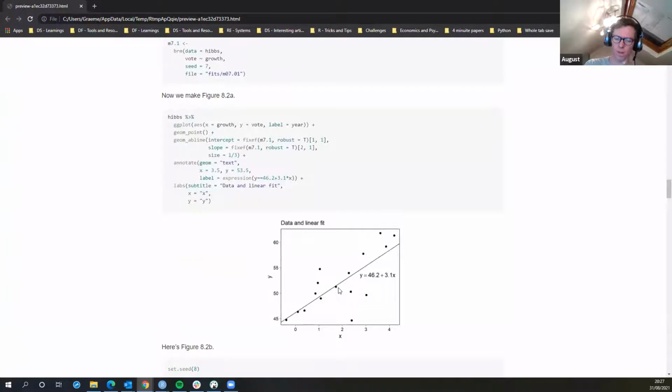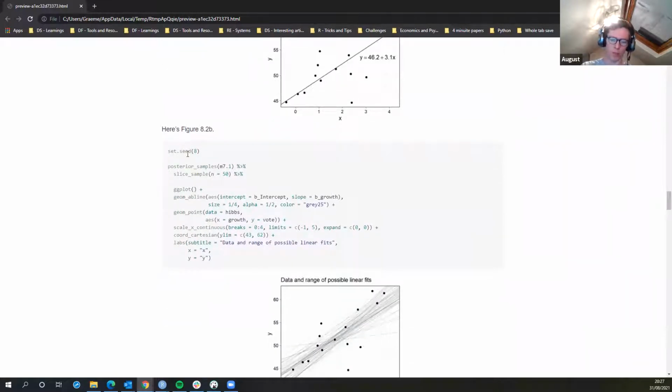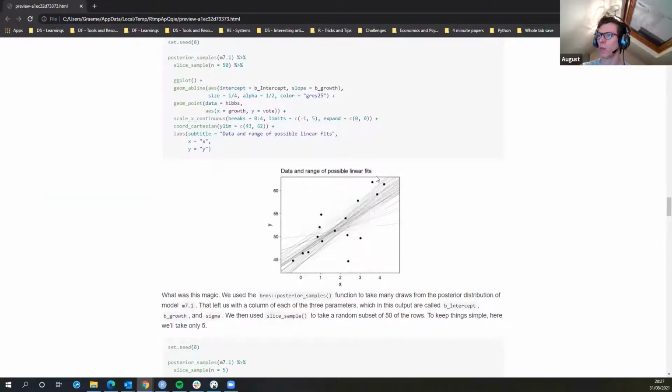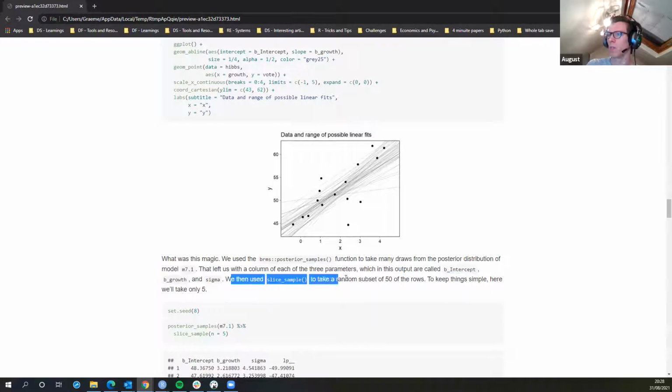So what's it saying here? So this is just bringing us back to the old data. So it's just the regression. Yes. So this is perhaps a more interesting part from the Bayesian point. So this is, what's it, a map of a range of all possible linear regression fits. So how did they do this? What was this magic? We used the brms posterior samples function to draw as many samples from the posterior distribution of the model. That left us with a column for each of the 3 parameters, which is this output called b-intercept. We then use slice sample to take a subset of 50 rows.